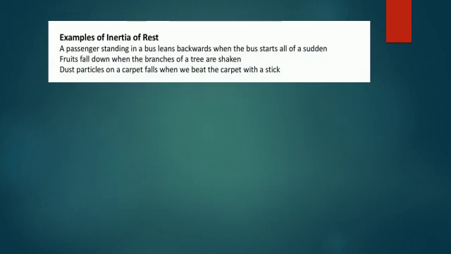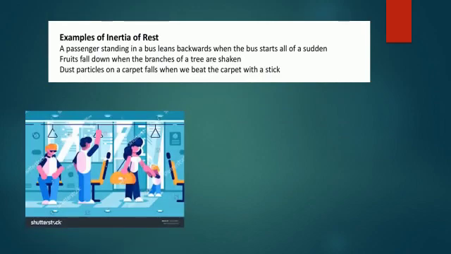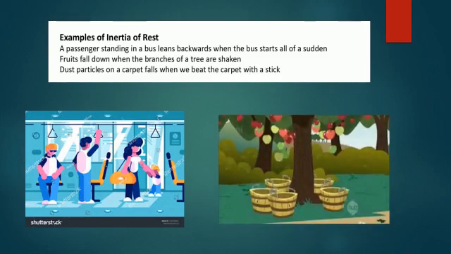Now first we'll see the examples of inertia of rest. The first example is a passenger standing in a bus leans backwards when the bus starts all of a sudden. The second one, the fruits fall down when the branches of a tree are shaken. And dust particles on a carpet fall when we beat the carpet with a stick.